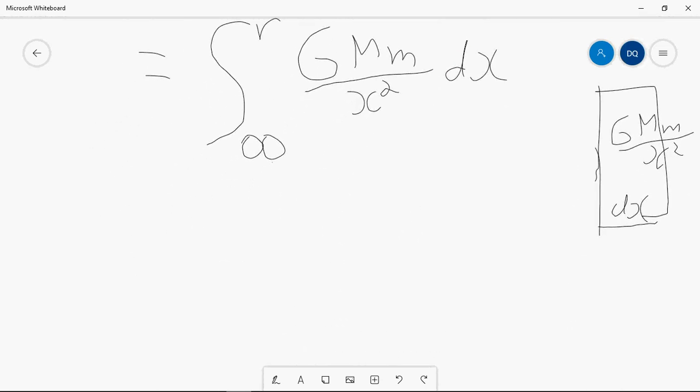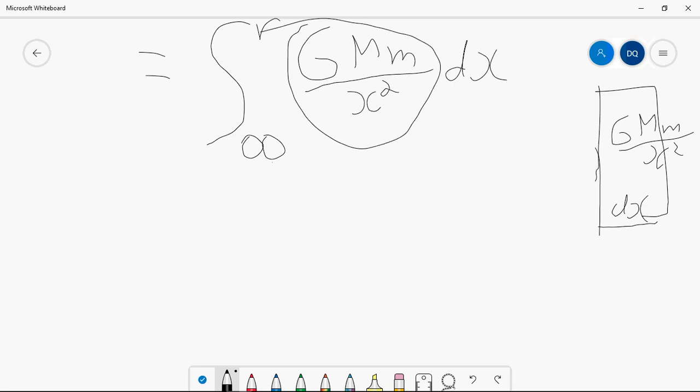The fundamental theorem of calculus tells us that we can do this if we can just guess what function this is the derivative of. So I'm not finding the derivative of G M m over x squared. I'm finding the function that when we take its derivative, we get G M m over x squared. It's kind of like you're square rooting instead of squaring, or you're dividing instead of multiplying. You're going the opposite way. So what would give us a derivative of G M m over x squared? Well, let's look at that.